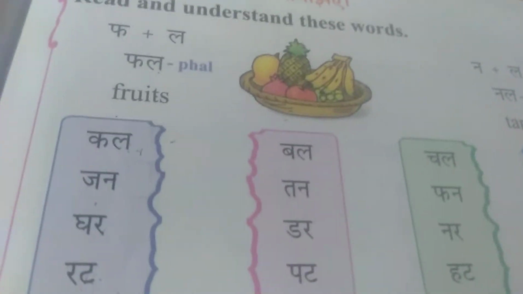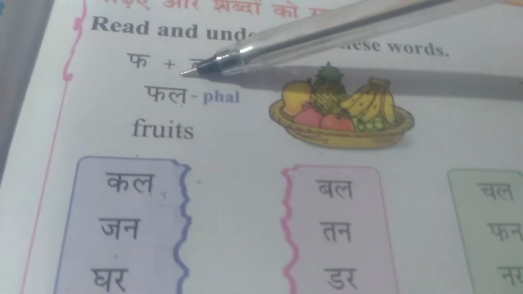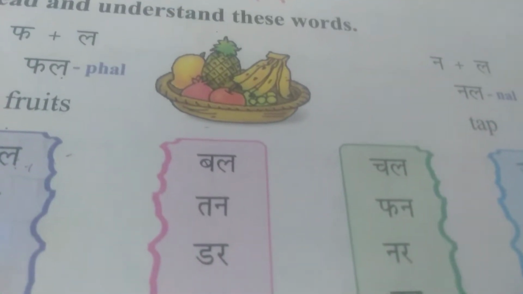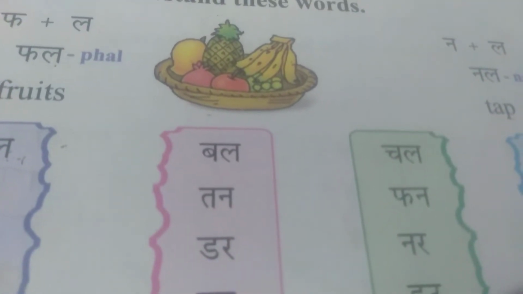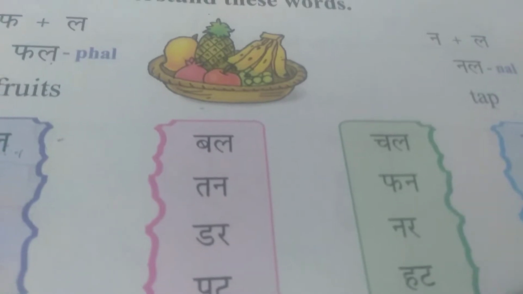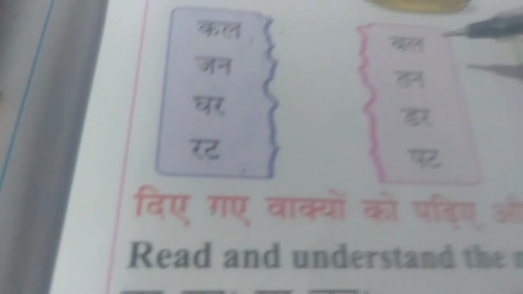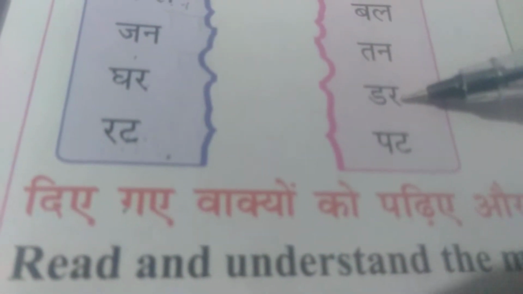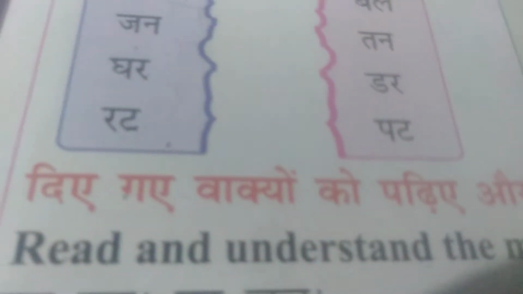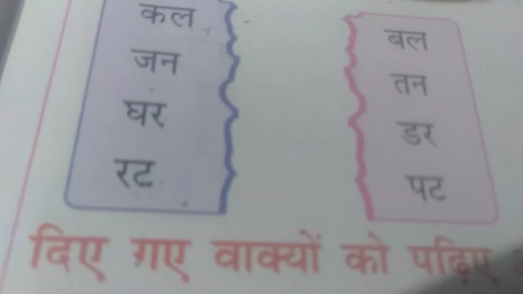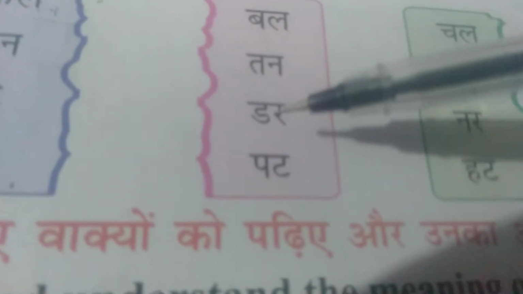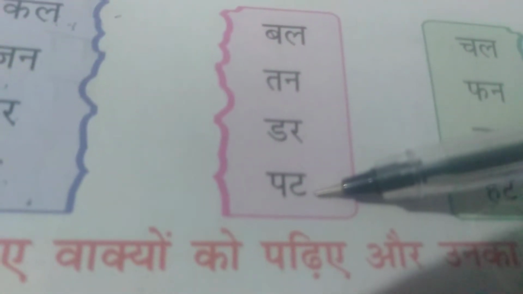So yesterday what we learned, how to join the two letters from the varnamala, isn't it? From varnamala only we can make two letter words. Okay, come on, say bal, tan, dar, pat. Okay, come on, revise now. Bal, tan, dar, pat.